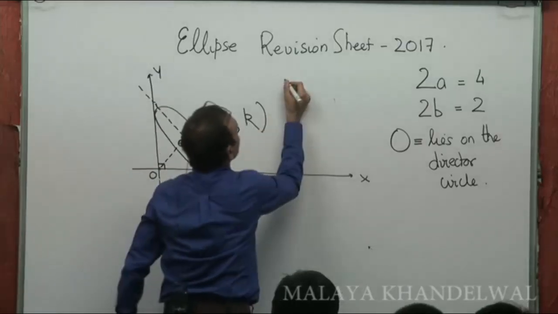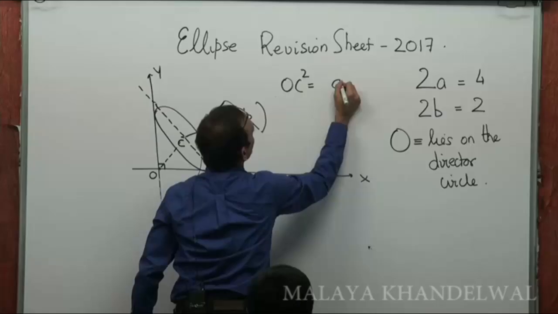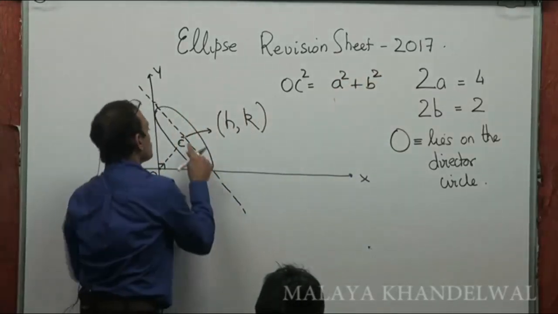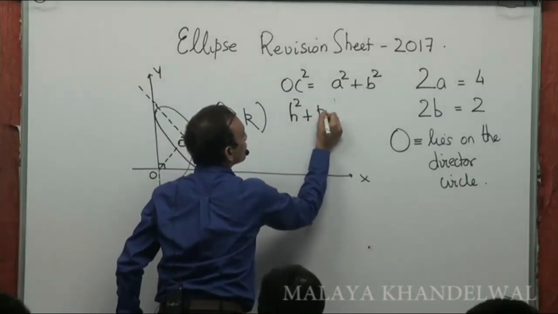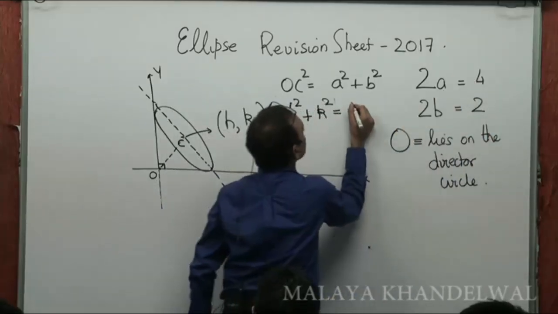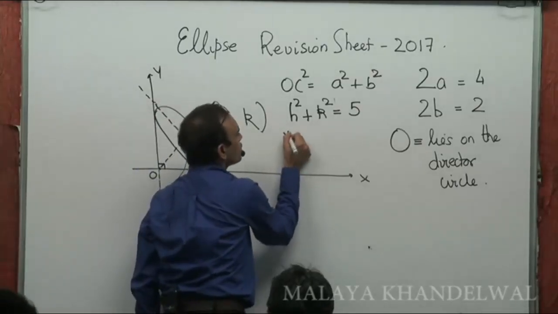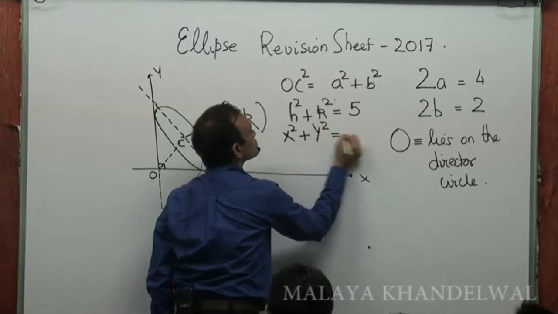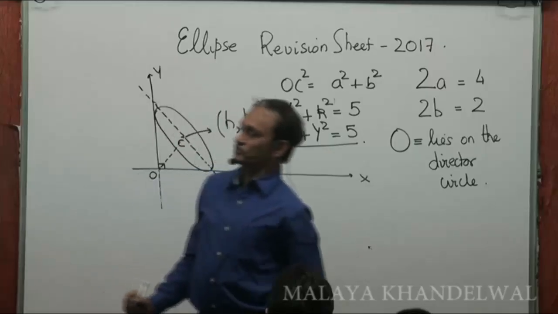That means OC squared would always be a squared plus b squared, which is the square of the radius of the director circle, right? But OC squared is what? h squared plus k squared is a squared plus b squared. a squared is 4, b squared is 1. So that makes it 4 plus 1, 5. Generalize this to get the locus of the center of the ellipse. Replace h by x and k by y to get x squared plus y squared equal to 5. That's the locus of the center of this ellipse.